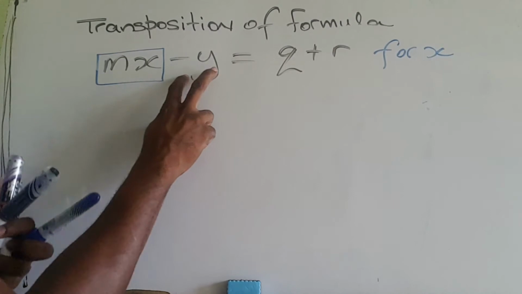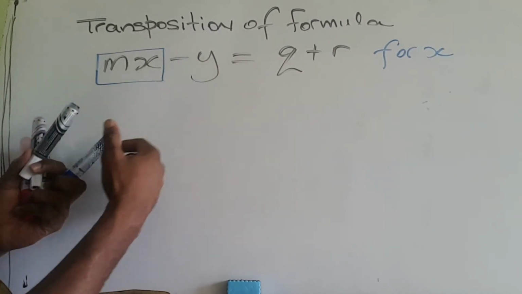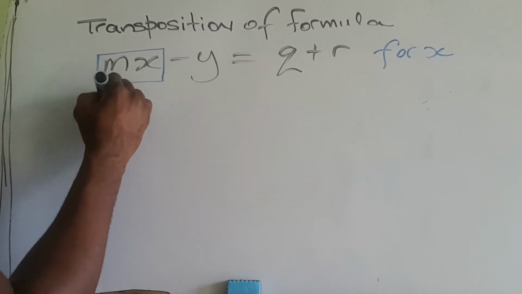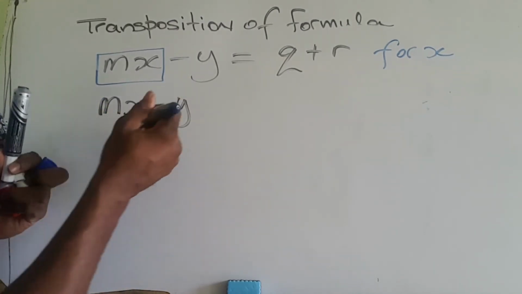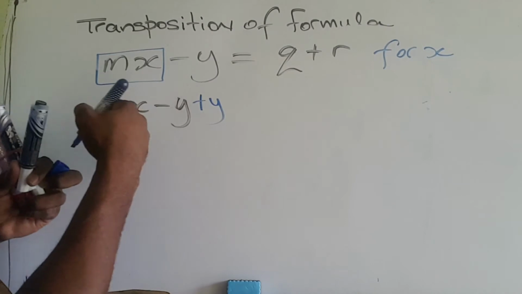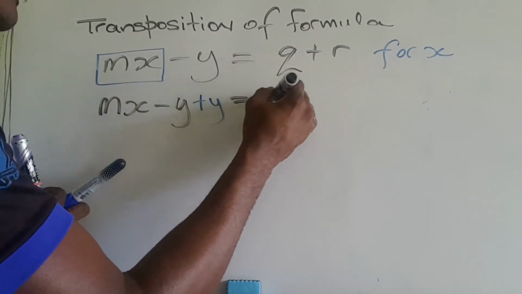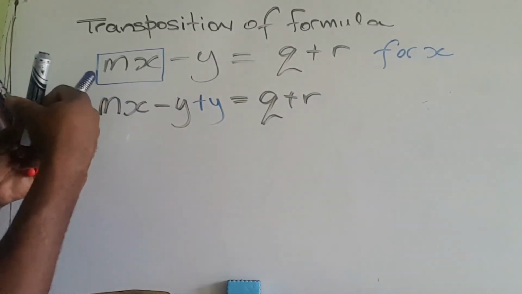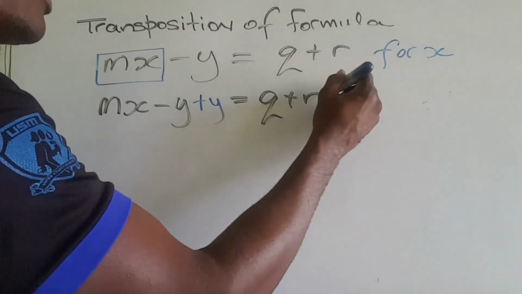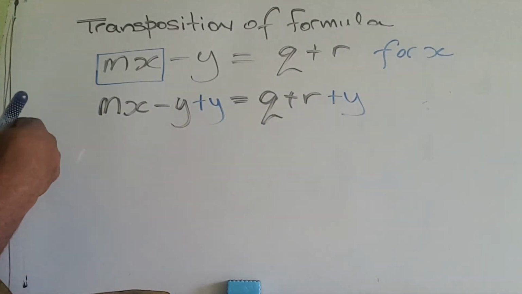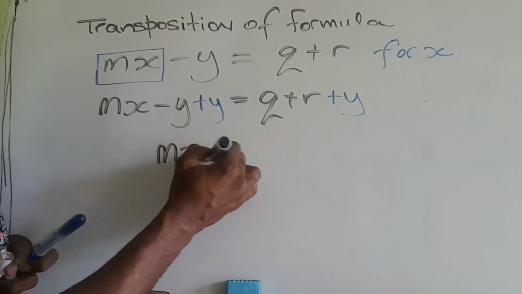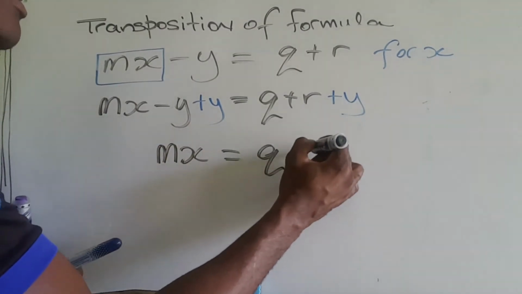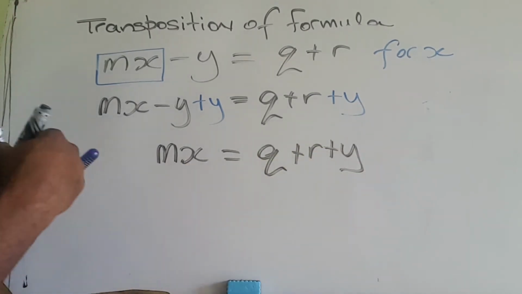So in this case, I need to remove this. How do I get rid of a minus y? Well, I can get rid of a minus y by adding y to the left side. Whatever I do on one side, I have to do the exact same thing on the other side. So I'm going to add y to the other side. So now let us look at this. This is now mx, which is now equal to q plus r plus y.